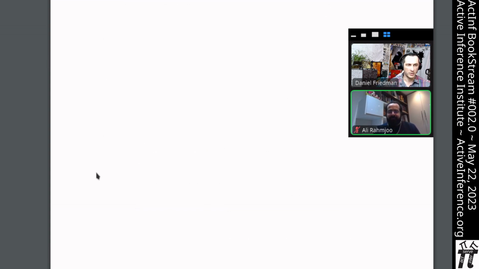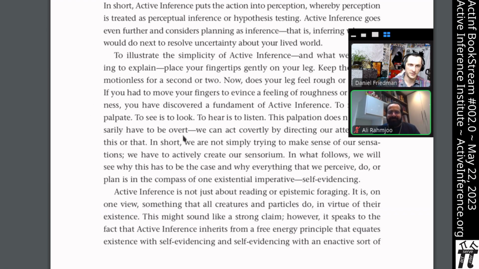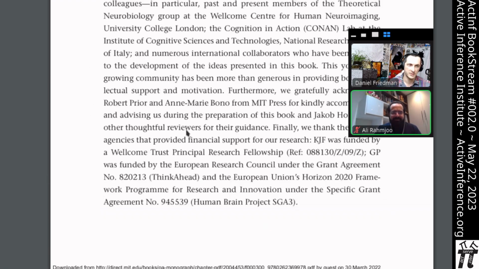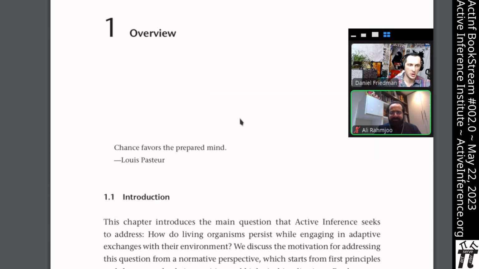Great. All right. We're going to pass over the short preface written by Karl Friston, but it's worth a read. It's only several pages long. So let's go to Chapter 1 overview.